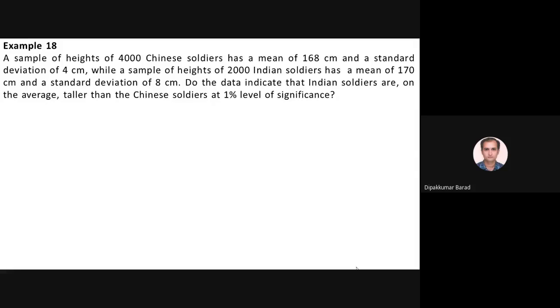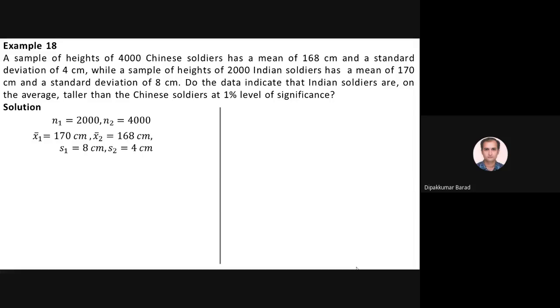Okay, so here 4,000 soldiers, the first sample is given, as Chinese, 4,000 sample of Chinese soldiers, and the second, 2,000 Indian soldiers. So we are considering n1 for the Indian soldiers and n2 for the Chinese soldiers. So x1, the mean of Indian soldiers height is 170 and x2 is 168, mean of Chinese soldier height, and standard deviations for Indian soldiers we have 8 centimeters and for Chinese soldiers we have 4 centimeters.